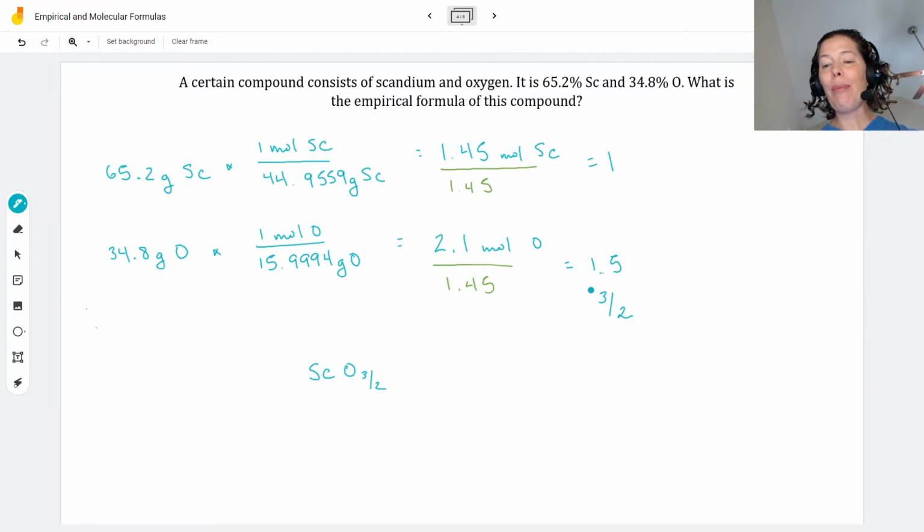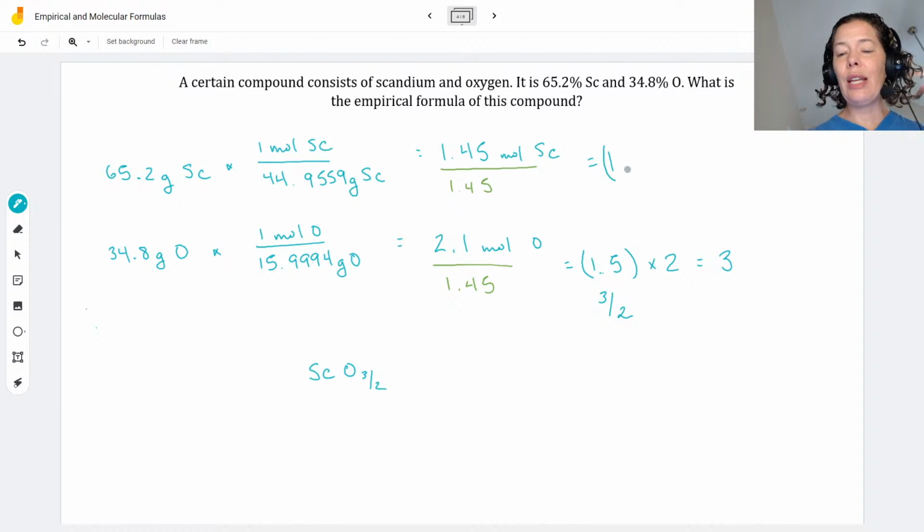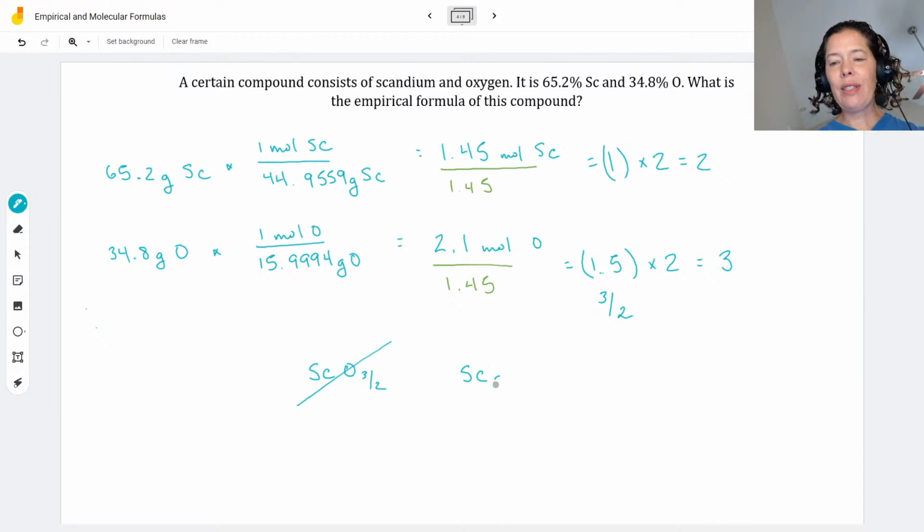Well, we multiply by 2. So if I'm going to take this 1.5 and multiply by 2, of course that is going to give me 3. Now I have to also do that to scandium, so that also gets multiplied by 2. And now instead of having that monstrosity, you have Sc2O3. And that is the empirical formula.